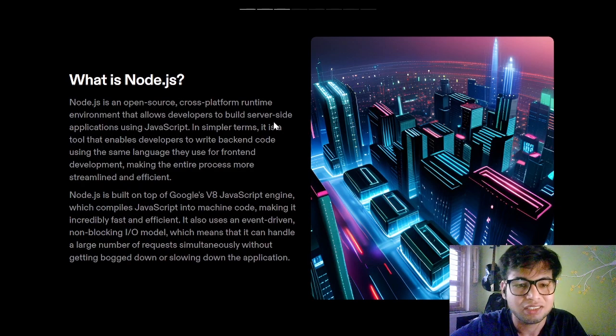Let's discuss this. Node.js is built on top of Google's V8 JavaScript engine. Chrome has a V8 engine, and Node.js is built on top of it, which compiles the JavaScript code into machine code, making it incredibly fast and efficient. It also uses an event-driven non-blocking I/O model, which means it can handle a large number of requests simultaneously without getting bogged down or slowing down the application. So it can handle multiple requests at the same time.